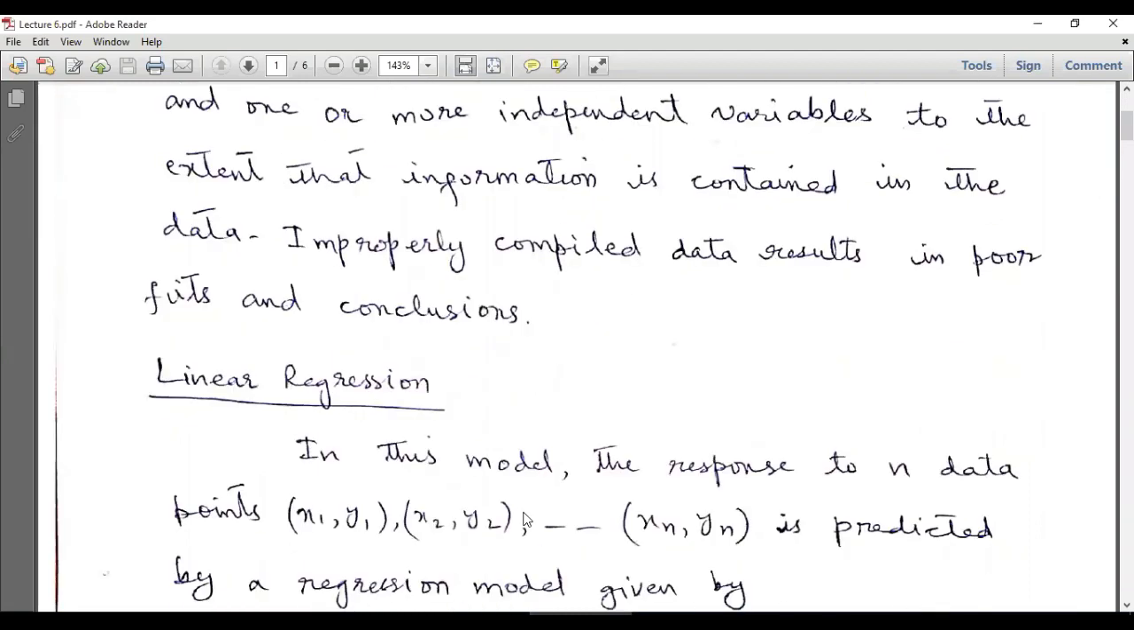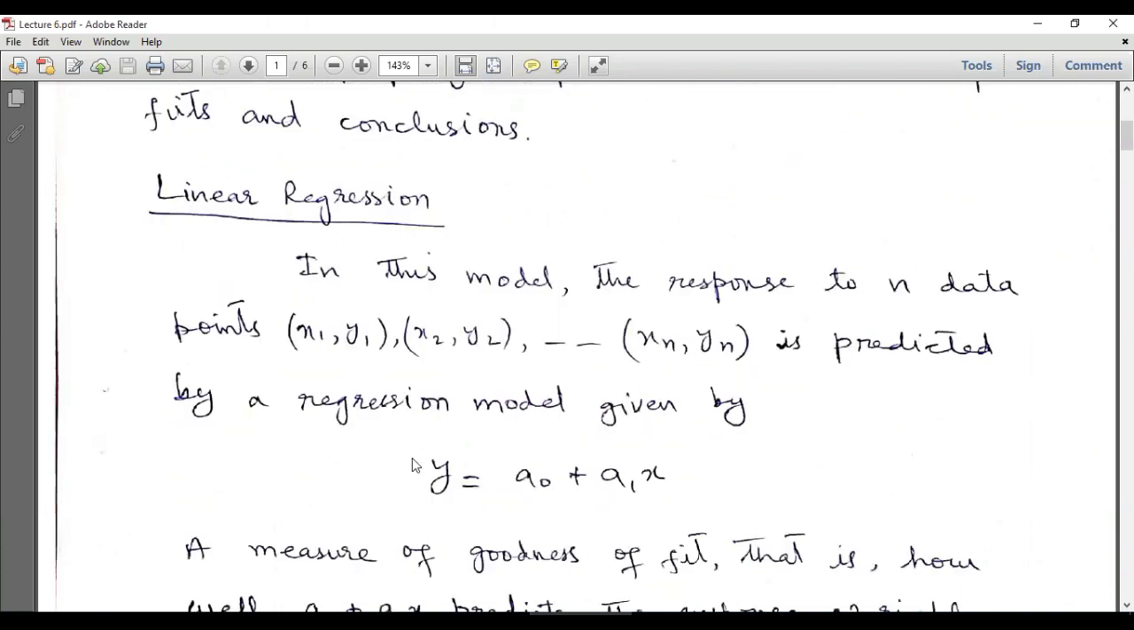So now let's discuss the types of regression. First type is called linear regression. Second type is called non-linear regression. In linear regression, the response to n data points, for example, x1, y1, x2, y2, up to xn, yn, is predicted by a regression model given by y is equal to a naught plus a1x.